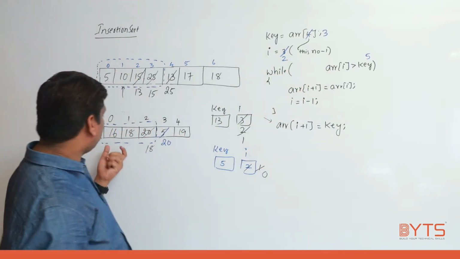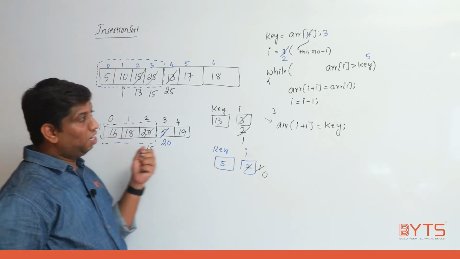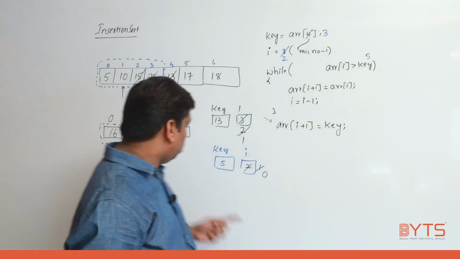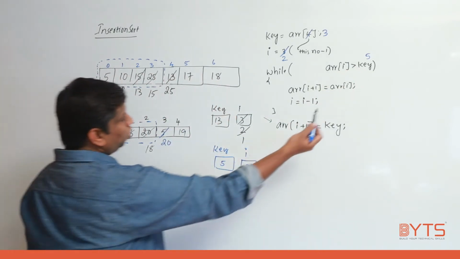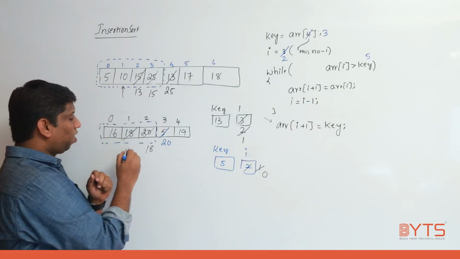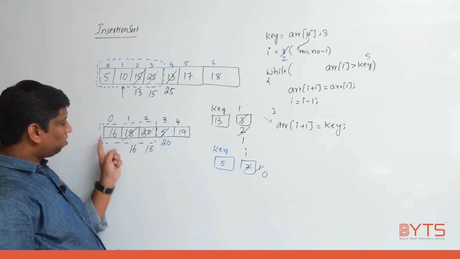ARR of 0. What is ARR of 0? 16, right? ARR of 0 is 16. 16 greater than 5, true. Come inside. What should I do? The 0 value should be copied to the first location. So, here what is copied? 16. I hope you see, 20 is moved here, 18 is moved here, 16 is moved here.